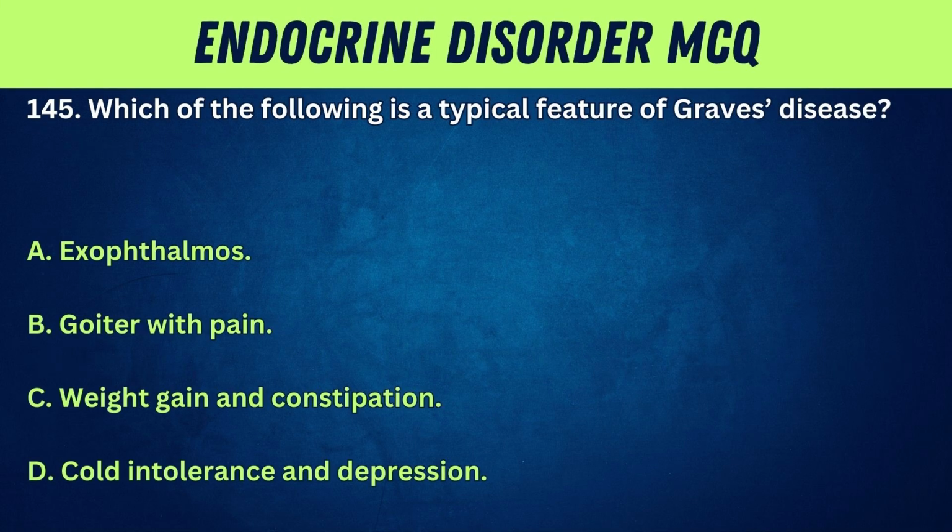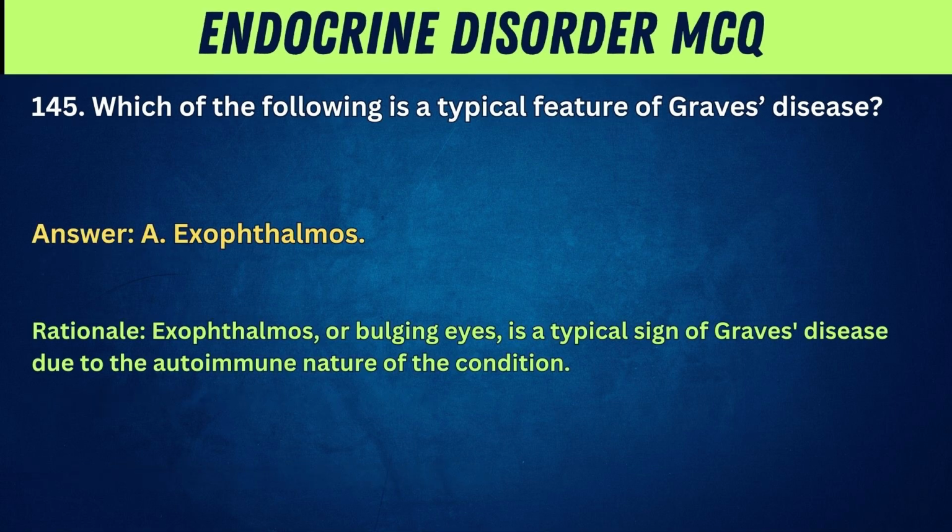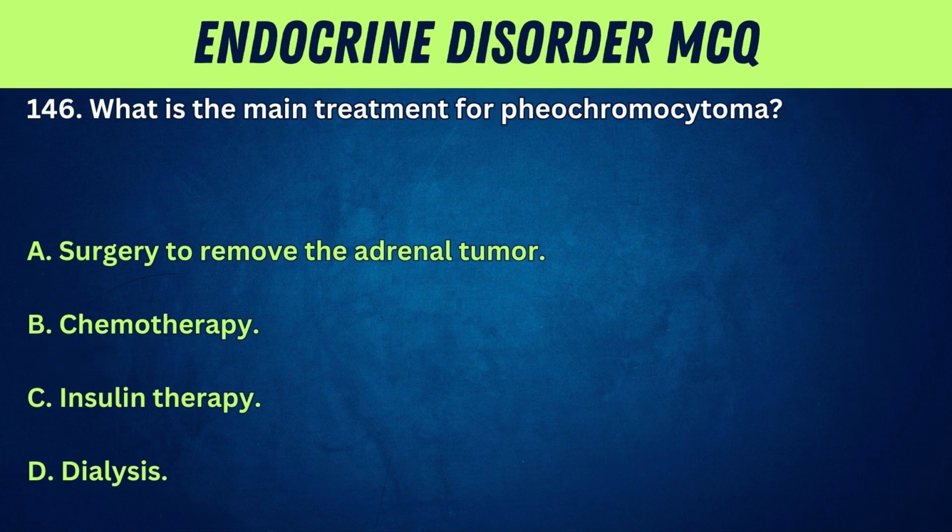145. Which of the following is a typical feature of Graves' disease? A. Exophthalmos. B. Goiter with pain. C. Weight gain and constipation. D. Cold intolerance and depression. Answer: A. Exophthalmos. Rationale: Exophthalmos, or bulging eyes, is a typical sign of Graves' disease due to the autoimmune nature of the condition.